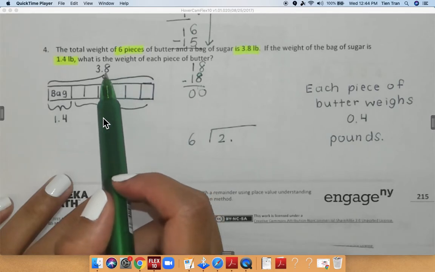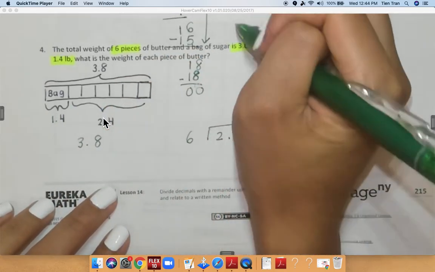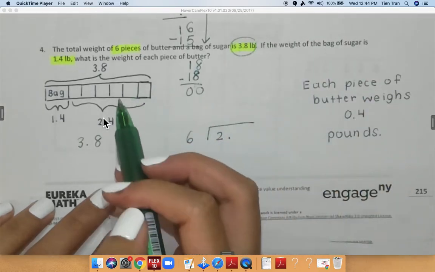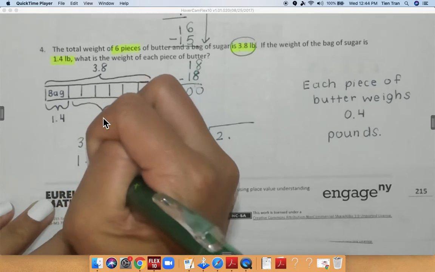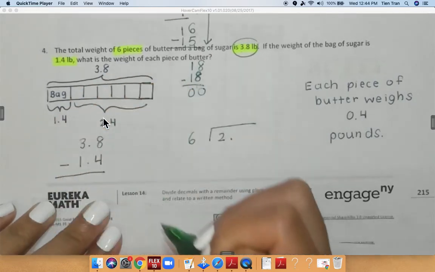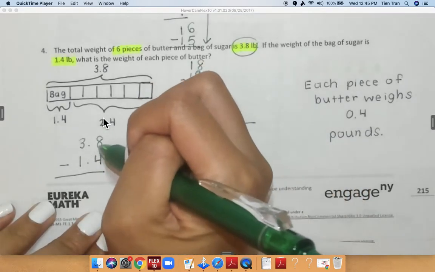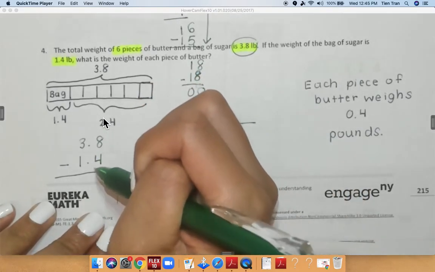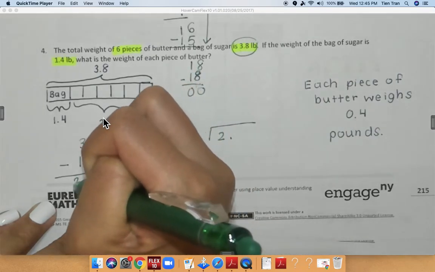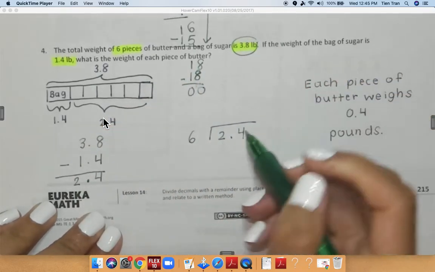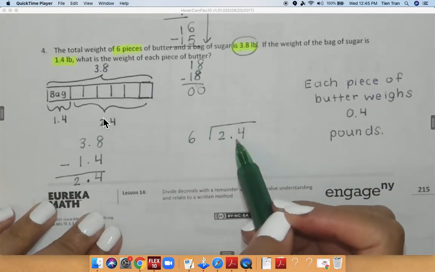Because right here, we already know that the whole thing is going to be 3.8 pounds. And then it also tells us that the bag of sugar was 1.4 pounds. So I'm going to subtract that amount in order to figure out how much is left over. 8 minus 4 is going to give me 4. Bring down my decimal. 3 minus 1 is equal to 2. So 2.4 is going to be plugged into here, and then I'm going to divide it by 6.